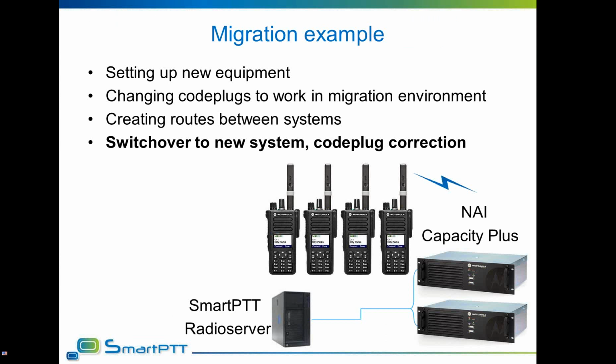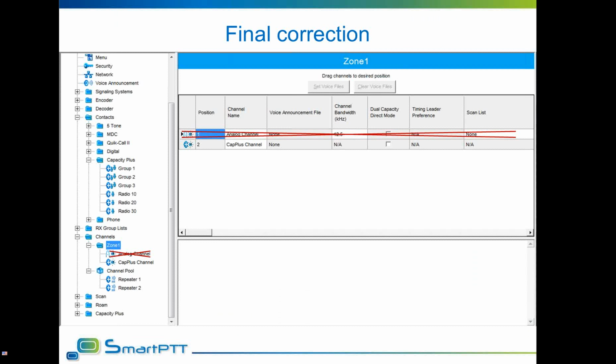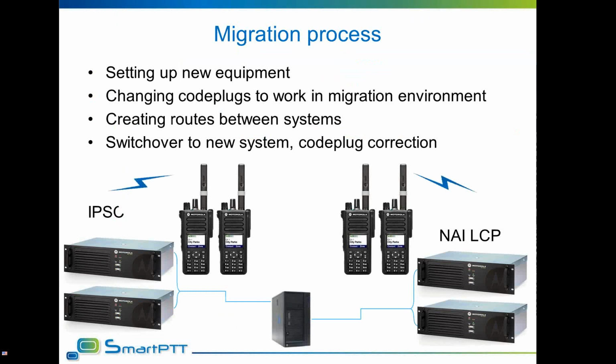When we have all radios replaced and switched over to Capacity Plus system, we can detach gateway control station from radio server and work on Capacity Plus system only. Last correction will be to delete now obsolete analog channel from CPS of radios, and migration process is over. If you want to move your system from IPsec Connect to LCP NAI system, process will be just the same.